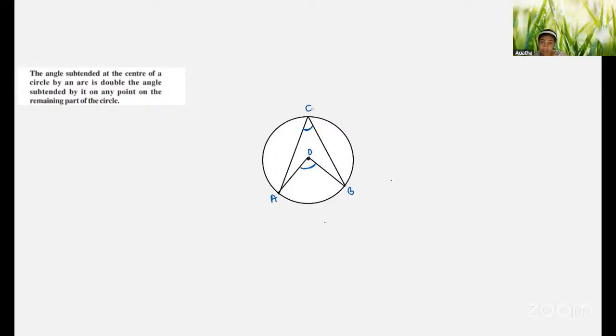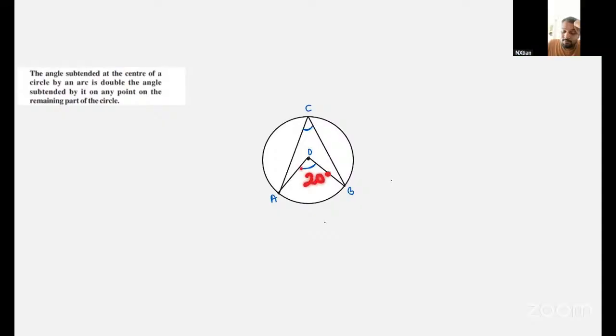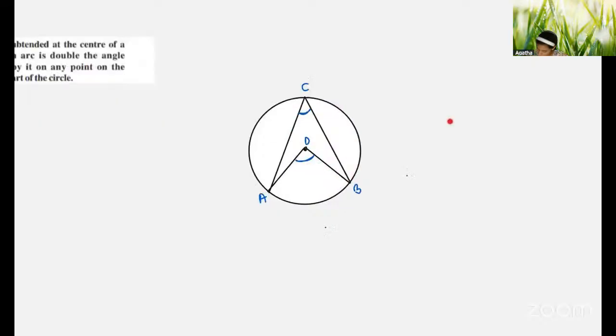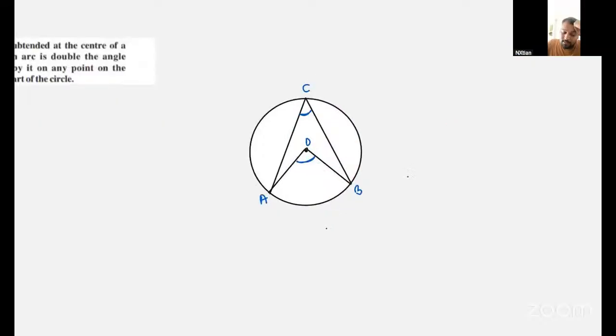In the last chapter we learned that the angle made by the same chord AB at the circumference, angle C, is half. It is double: for example, if this is 20 degrees, then it will become 10 degrees because this is half of it. We learned that in the previous chapter, but now we will prove that thing also.